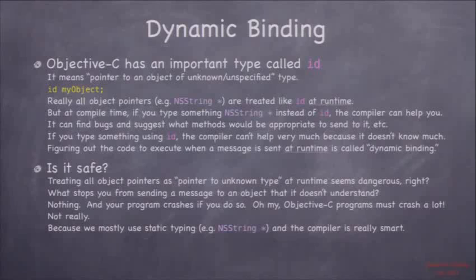So if you try to send a non-string message to that pointer, it's going to complain. It's going to give you warnings. And so when you compile your Objective-C programs, they should always have no warnings. And then you can be pretty sure that you're not going to have this problem where you send a message to an object at runtime and it doesn't understand it and it crashes. Okay? So that's the number one way.